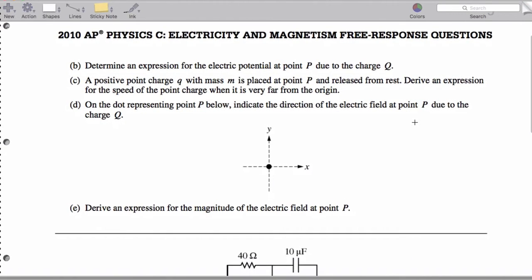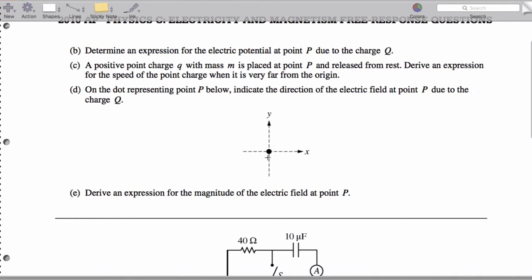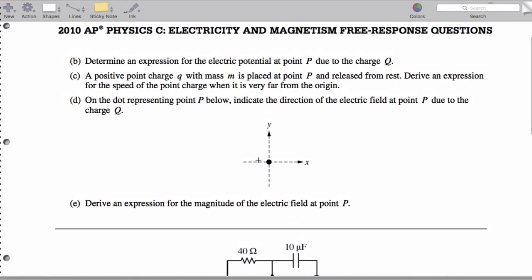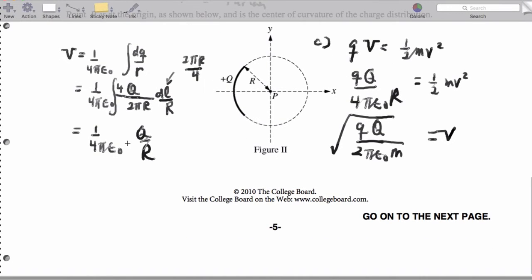Lastly, it says on the dot representing the center below, we want the electric field. The direction of the electric field is going to go this way, to the right. Then to actually calculate the electric field, let's do that now. Since this is a quarter circle, we can figure out some heights and angles. This angle, since it's a quarter circle, is going to be 45 degrees.